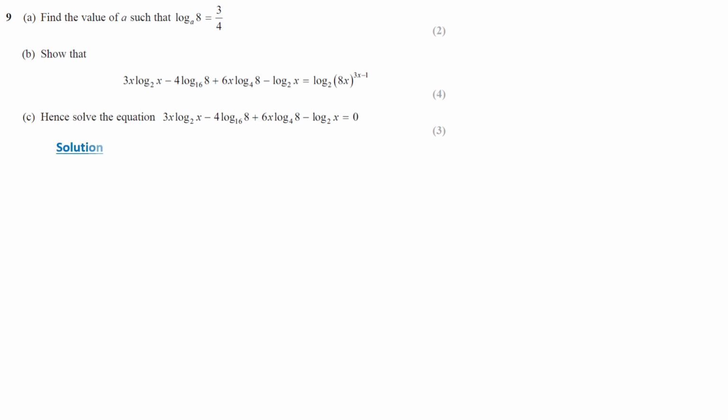We are given the equation log base a of 8 equals 3 over 4. This can be rewritten using the change of base property for logarithms. In this case, we can switch the base and the result. So it becomes log base 8 of a equals 4 over 3.